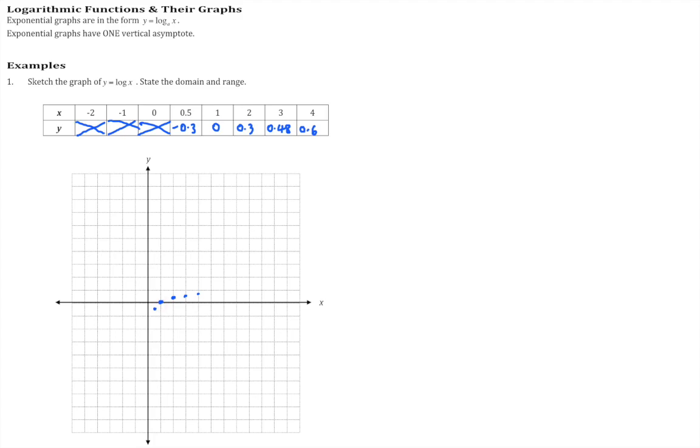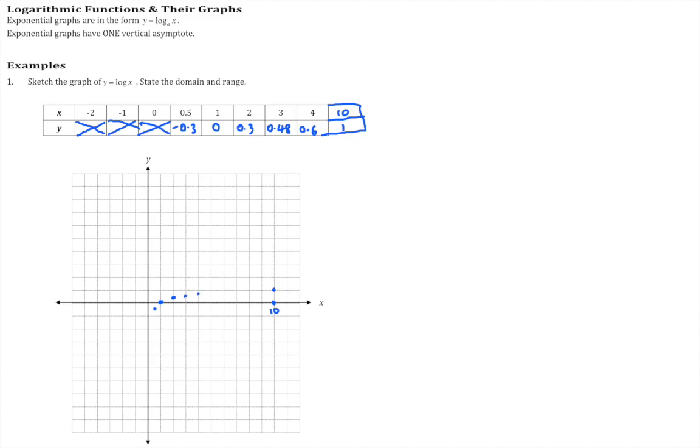Now, 1, 2, 3, 4, 5, 6, 7, 8, 9, 10. Let's go out to 10. If I was to do the log of 10 on the calculator, you get 1. So that means when I go out there, I get 1.